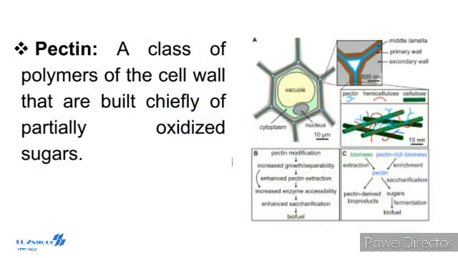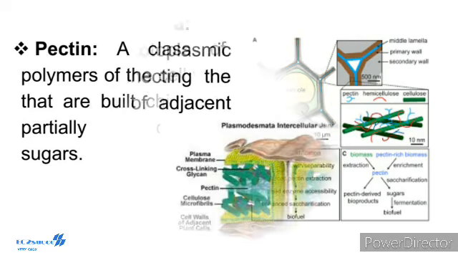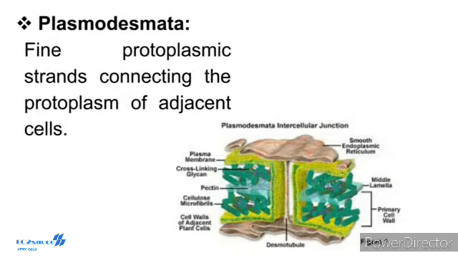Another one, pectin, a class of polymers of the cell wall that are built chiefly of partially oxidized sugars. Another one, plasmodesmata, fine protoplasmic strands connecting the protoplasm of adjacent cells.